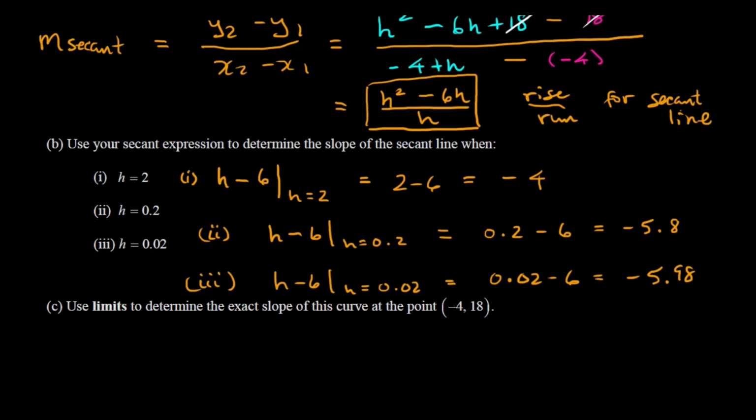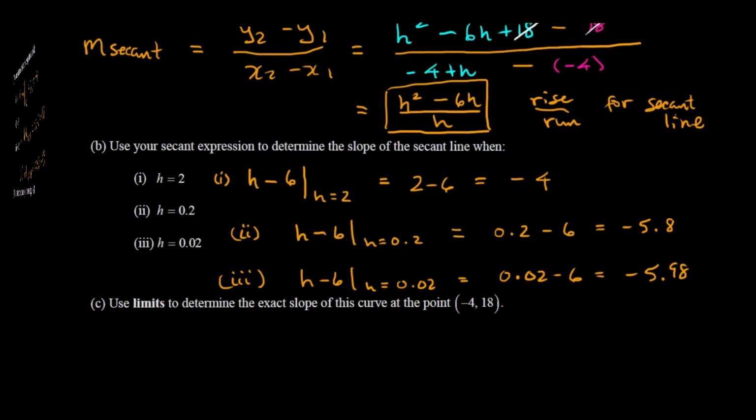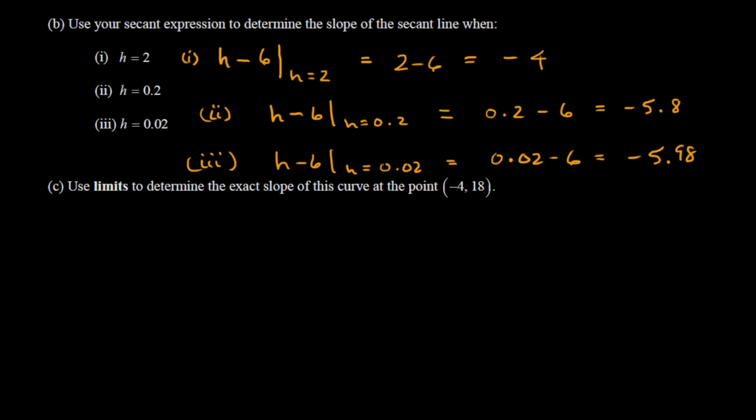So I think you can probably guess what's happening. The smaller h gets, the closer this number seems to be getting to minus 6, which means when we go ahead and take a look at limits here to finish this problem off, we should expect to get a tangent slope that's exactly minus 6. Okay, so let's go ahead and we'll find the slope of our tangent line. Make sure we remember it involves the limit of our secant slope.